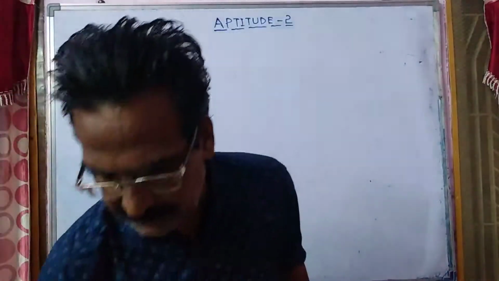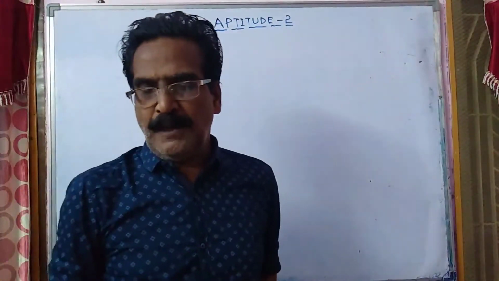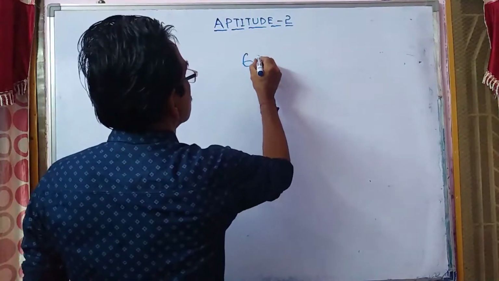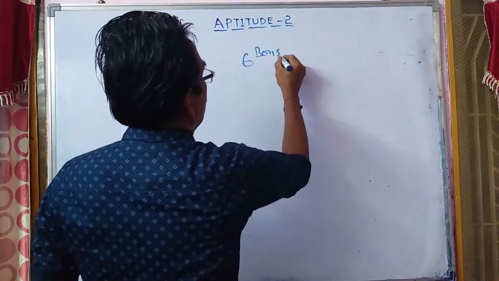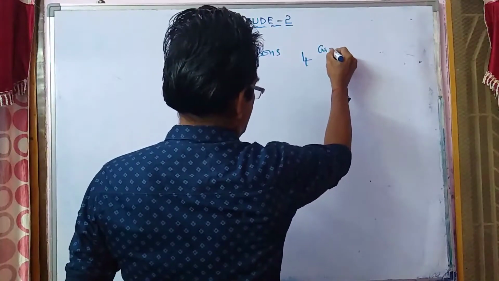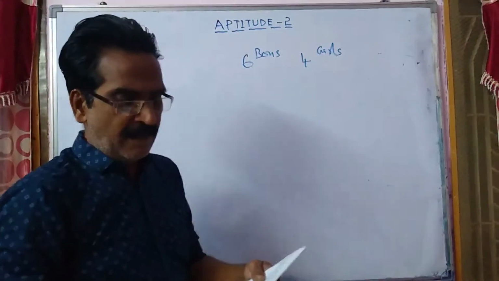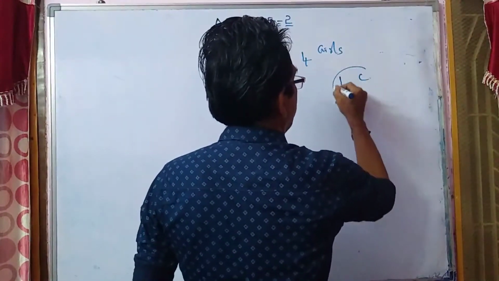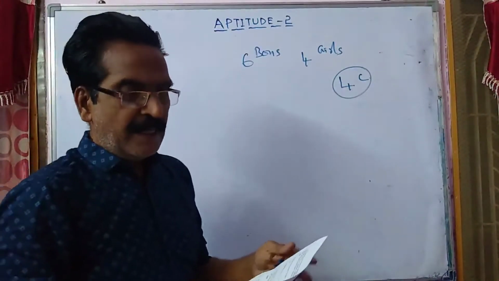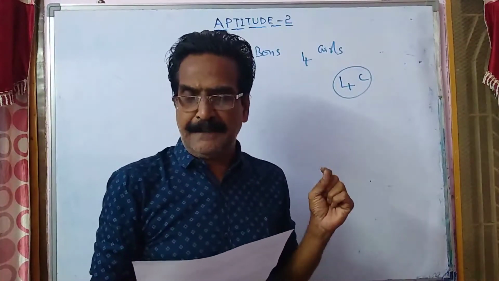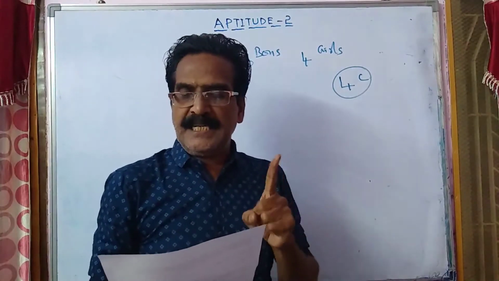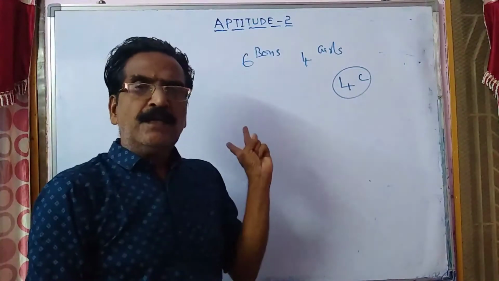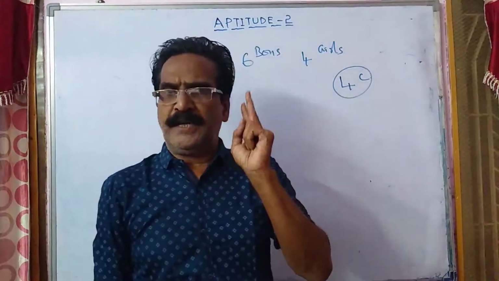Next problem, friends. In a group of 6 boys and 4 girls, 4 children are to be selected. In how many different ways can they be selected such that at least one boy should be there? You can solve this problem in two ways.